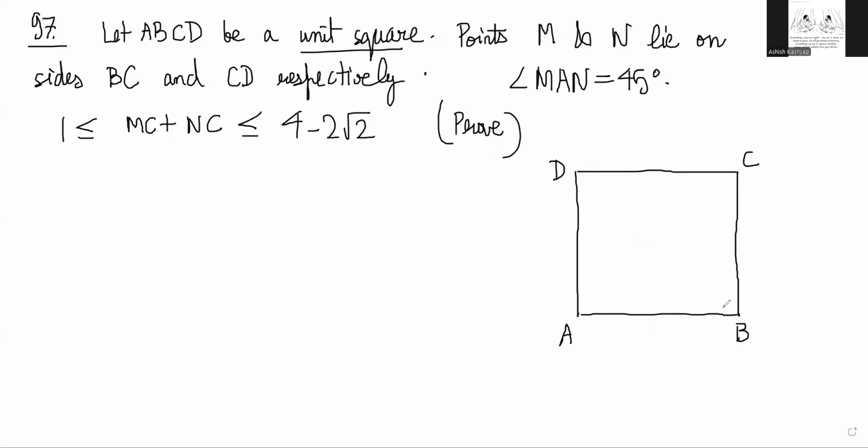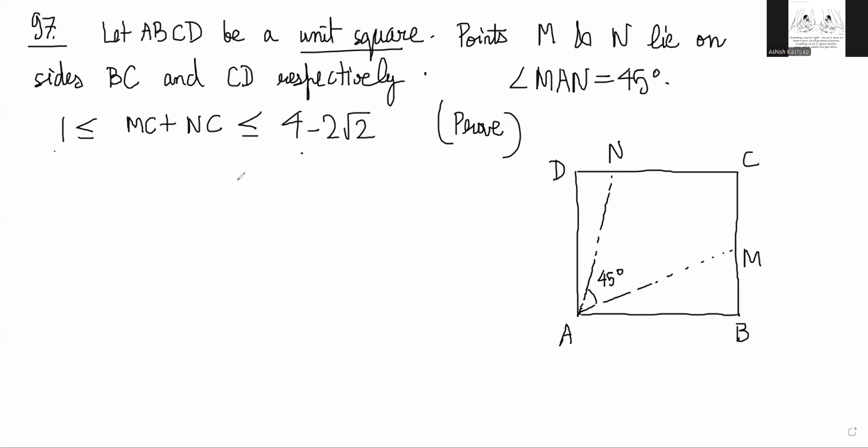Point M lies on side BC and N lies on side CD in such a way that angle MAN is 45. So I need to make a 45 degree angle roughly like this. So let's say M lies here and N lies here and this angle is 45. And now we have to prove that MC plus NC ranges from 1 to 4 minus 2 root 2.